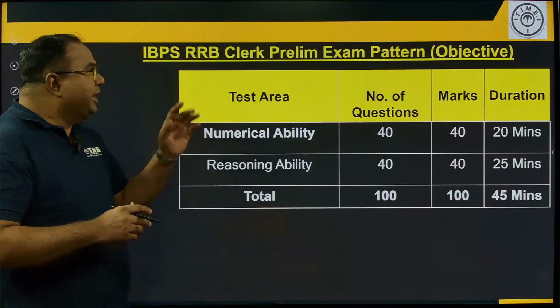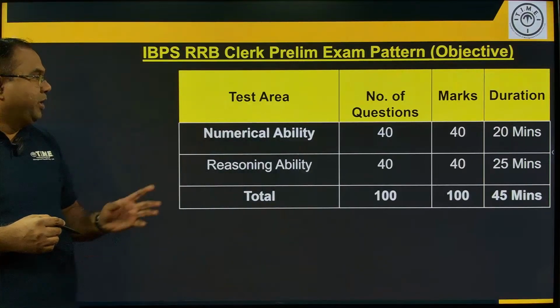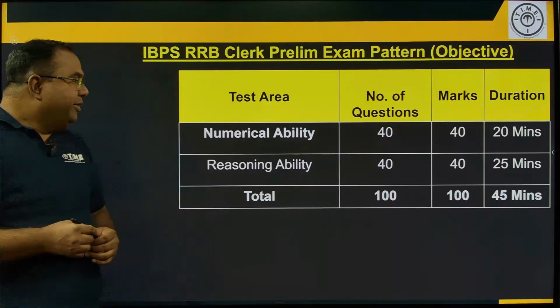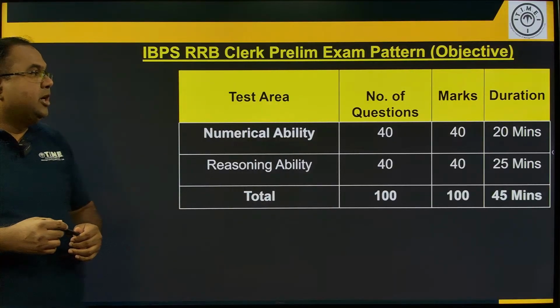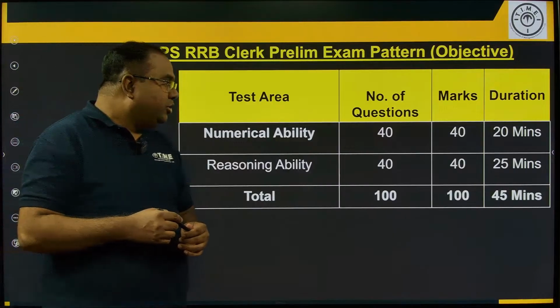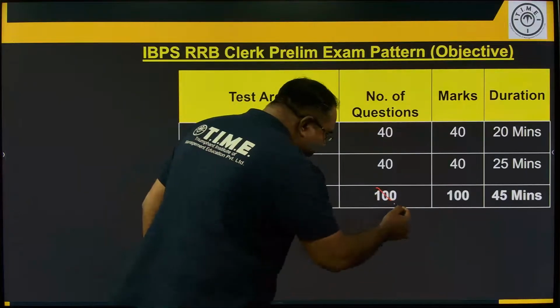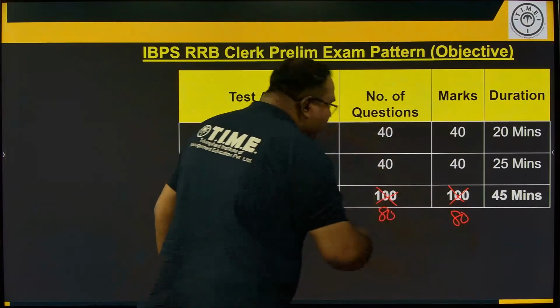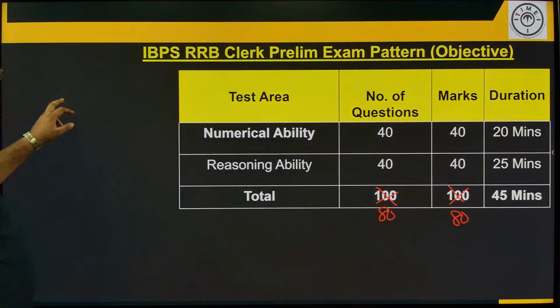Let's start. As all of you are aware, this is the objective paper pattern. Numerical ability, we have 40 questions, 40 marks, 20 minutes. And we have reasoning ability, 40 questions, 40 marks, 25 minutes, right? Total 100 questions. So this is 80 questions. Again, some calculation mistake. Okay, 80 questions, 80 marks. It has to be 45 minutes.